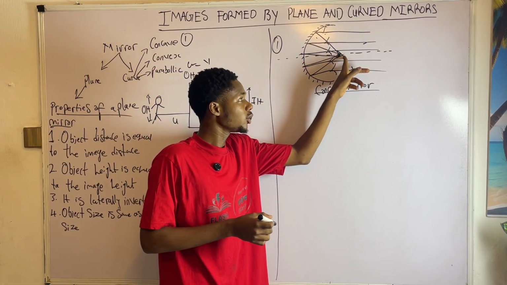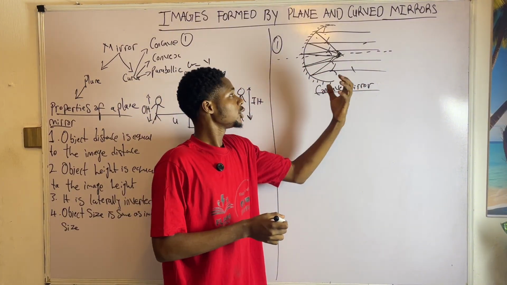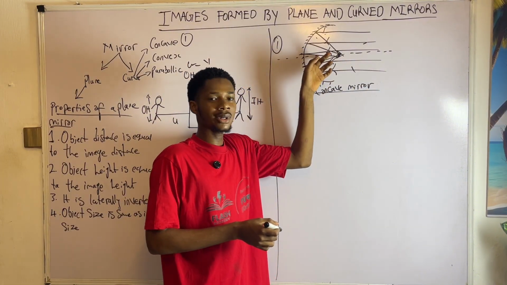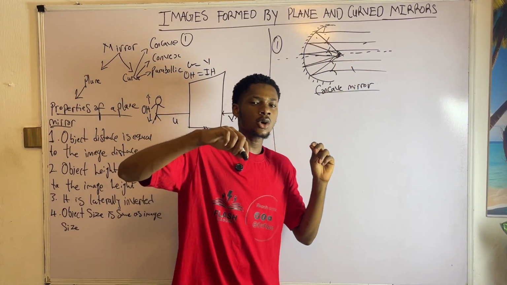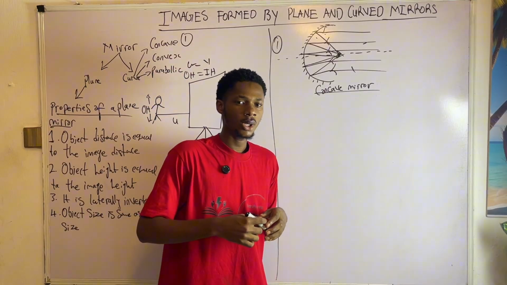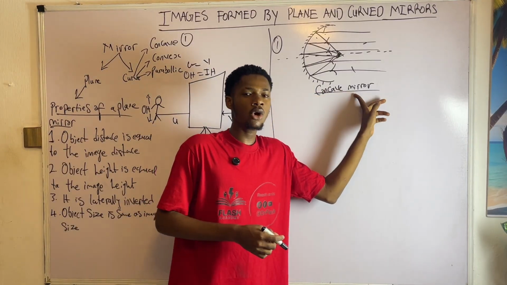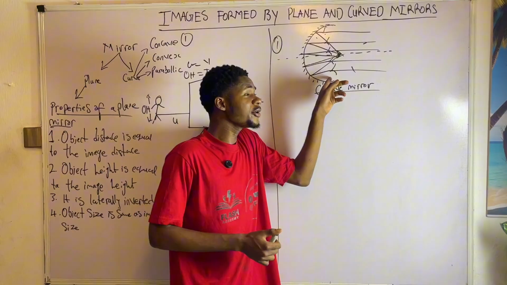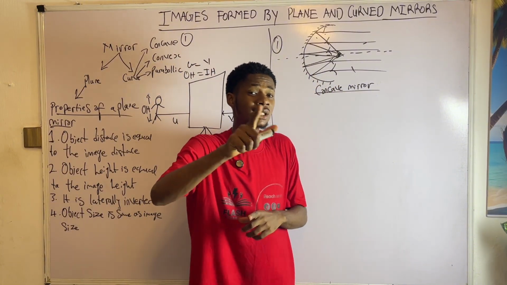That's what happens. Now anytime you see that you point the light ray to a mirror like this and they converge, that mirror is a concave mirror. Now this concave mirror has another name.